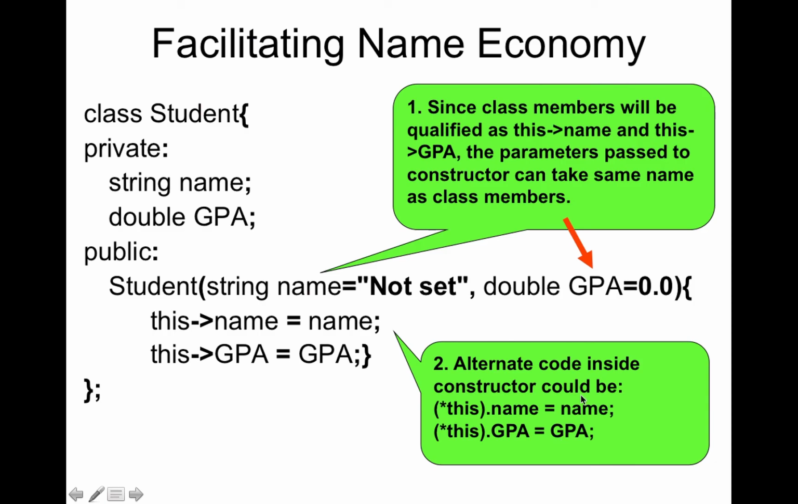Okay. So this allows name economy because I don't have to invent new names. I can use the same name for the arguments as they are the class data member. But since I'm identifying class data members with fully qualified name, the name on left hand side becomes different from that. This is the argument, this is the class data member. This is the argument being passed, this is the class data member. Okay.